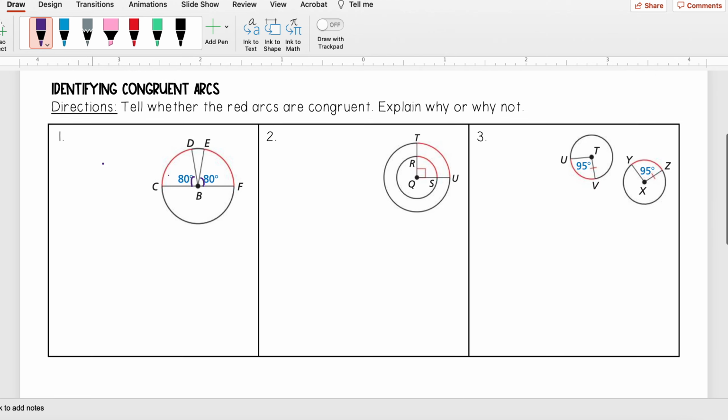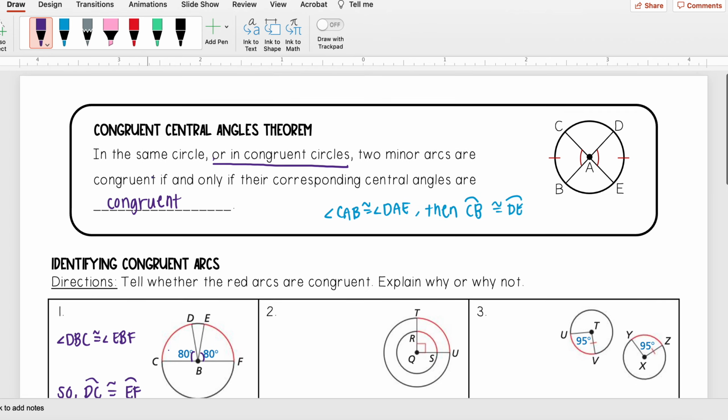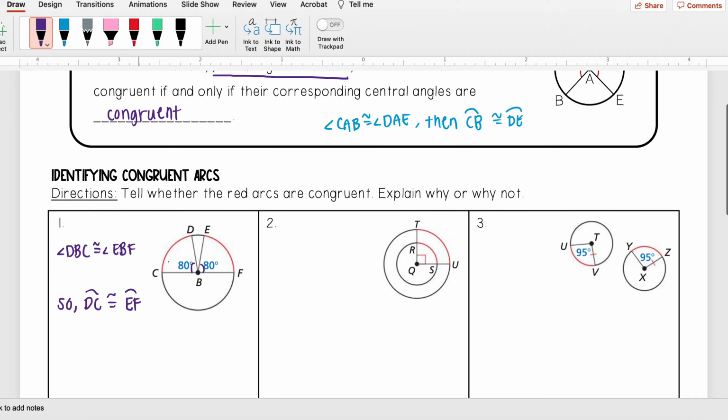And so I see that DBC, sorry, is congruent to angle EBF. So this means that these arcs are in fact congruent. So arc DC is congruent to arc EF by this theorem above, by the congruent central angles theorem.